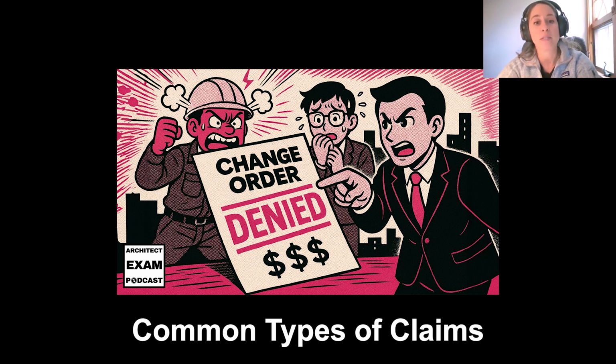There are also performance problem claims, which include failure to achieve specified testing requirements, such as systems installed not functioning properly or as they were supposed to. And there could also be warranty issues.